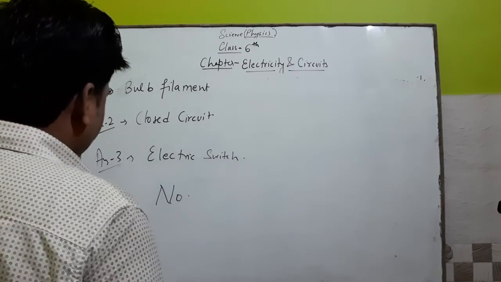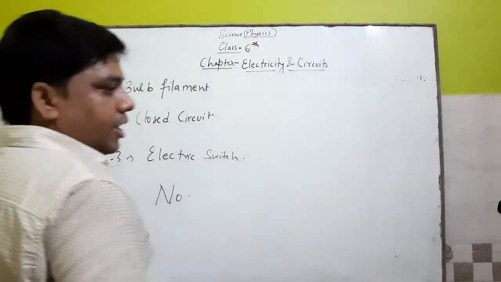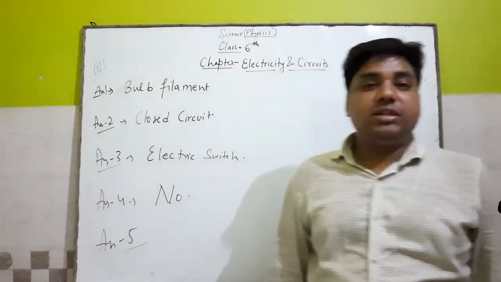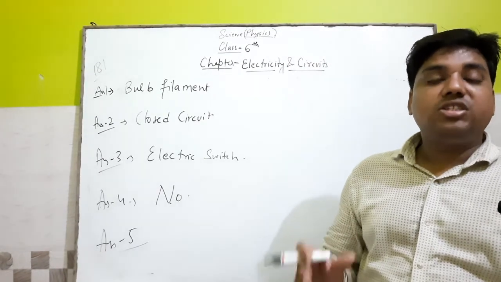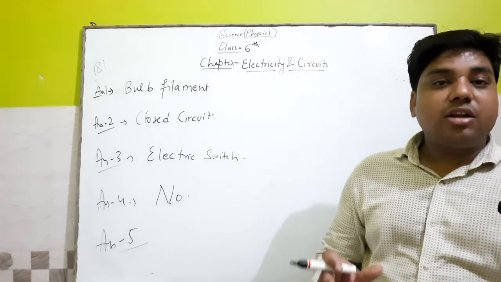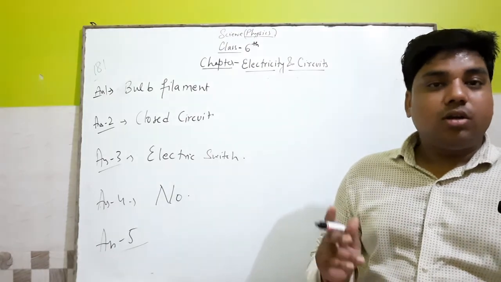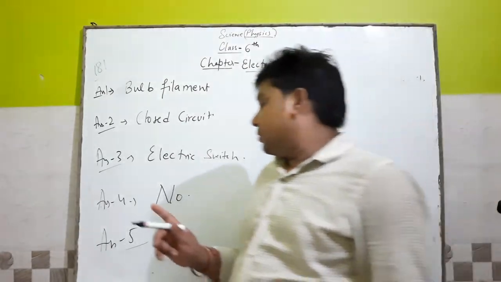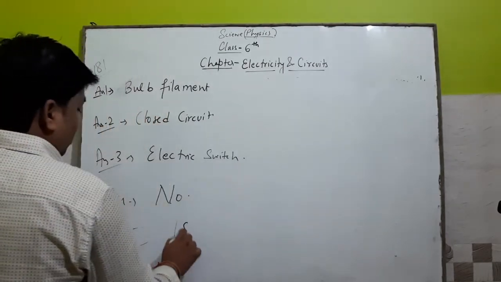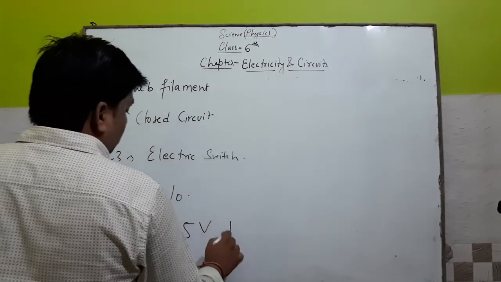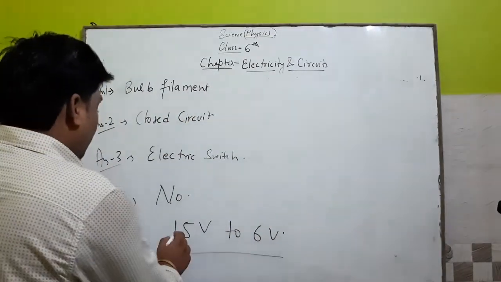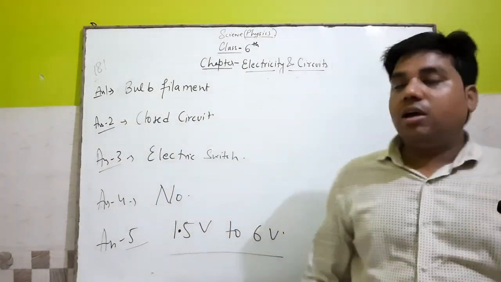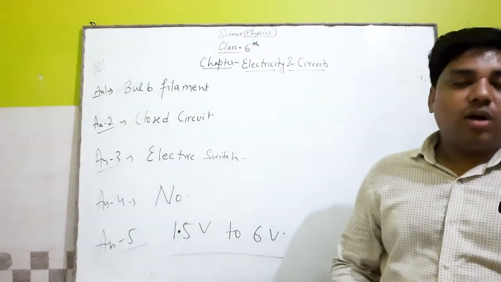Under what voltage does the torch bulb operate? In the previous class we discussed on which voltage the electric bulb works. You remember this? That is 1.5 volt to 6 volt. On this voltage, 1.5 volt to 6 volt, the torch bulb works.